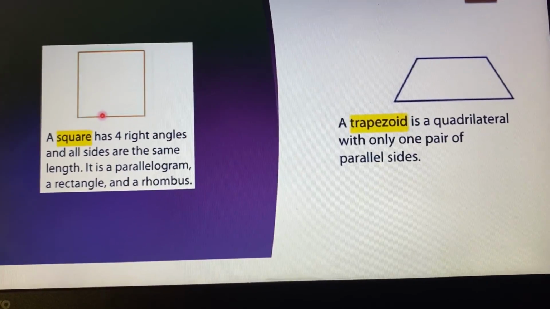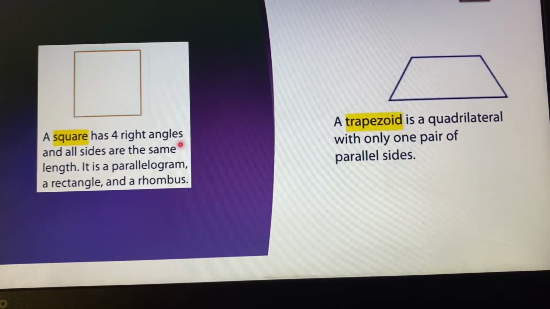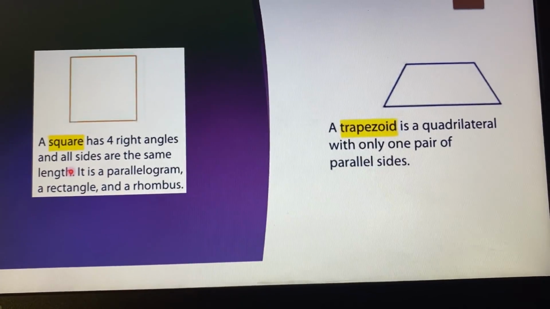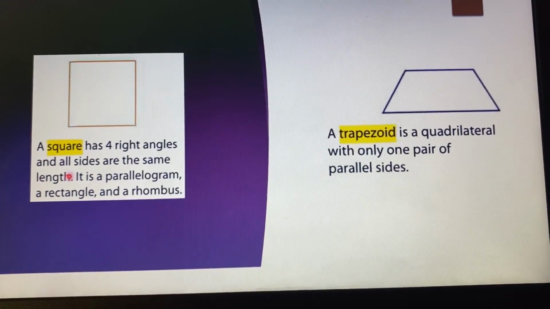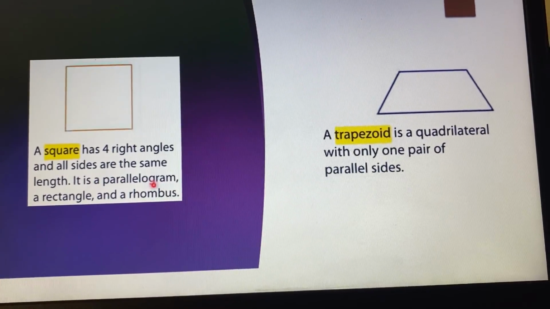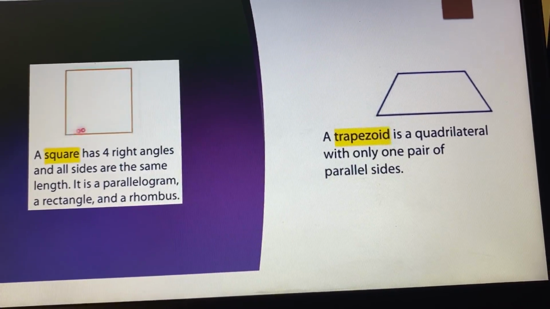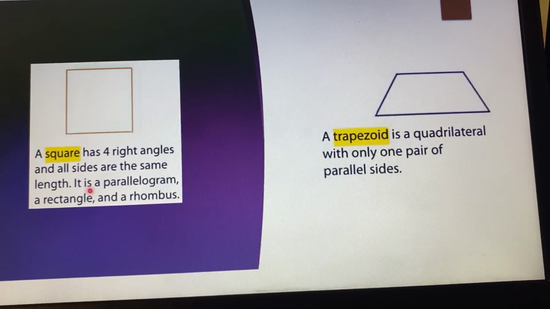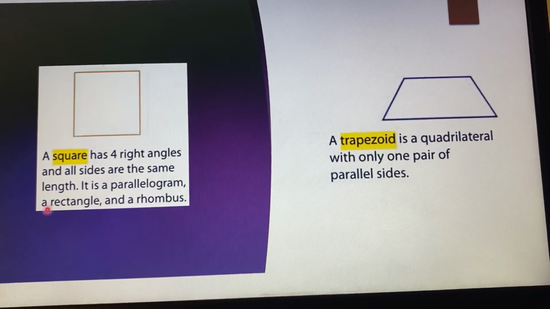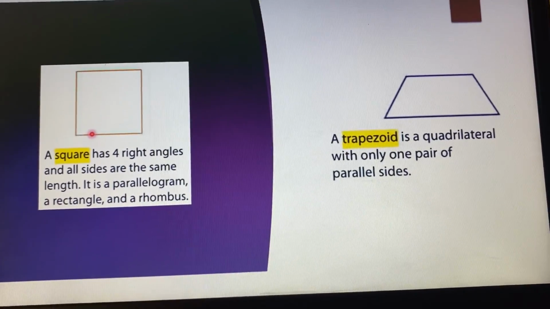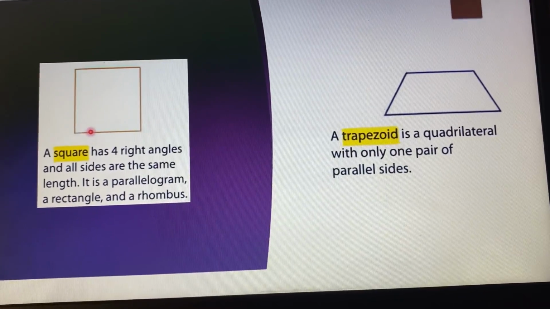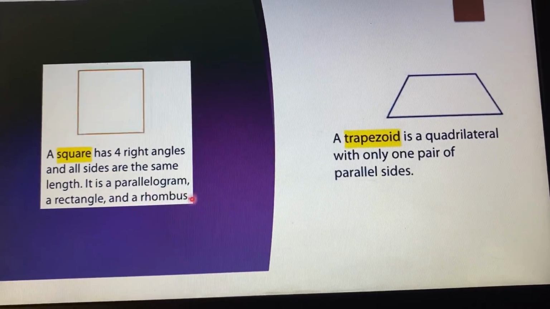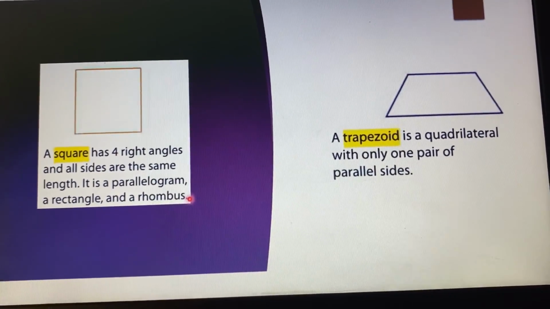Now we have a square. A square has 4 right angles and all sides are the same length. We all know this. The square has 4 equal sides. It is a parallelogram. Look at the top and the bottom sides. They are parallel. Right and left sides are parallel too. Also, square, we always took this before when we were young, that the square is a rectangle, right? And also it's a rhombus. Keep this for later. We're going to know about this in the next slide.